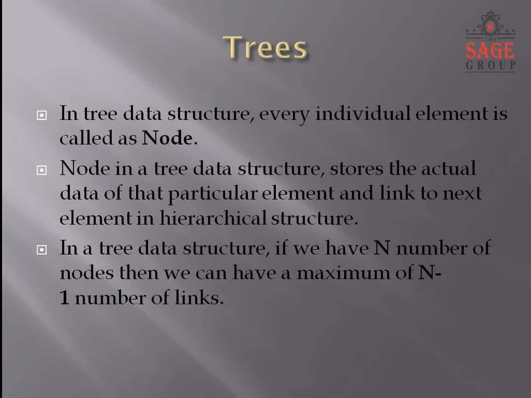In any tree data structure, the individual element is called a node. A node stores the actual data of that particular element and the link to the next element in a hierarchical order. So you have nodes and you have links, and these nodes are interconnected with the help of links and depict a hierarchical structure. There is a rule of thumb that if there are n nodes in a tree data structure, then we are going to have a maximum of n minus 1 links. If we have n nodes, then we have n minus 1 links.